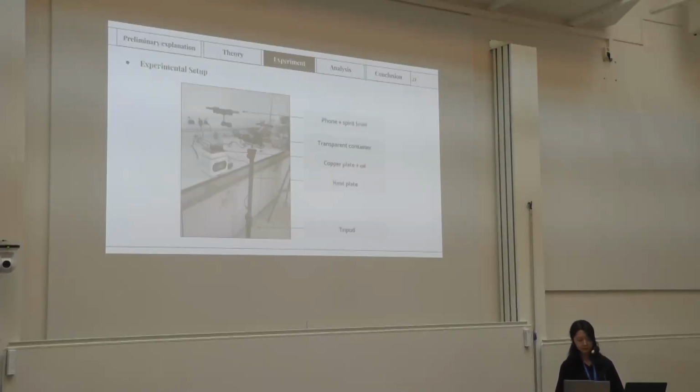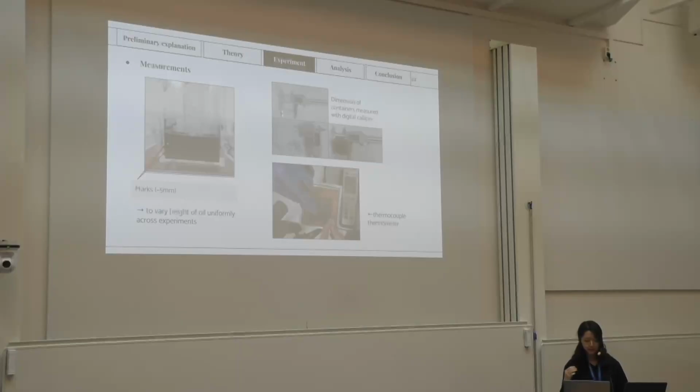This is our experimental setup. Video is recorded vertically upwards from the liquid surface. A spirit level is mounted to ensure proper alignment, and the oil is contained in an acrylic container heated from below using a heat plate. We also added a copper plate coated with oil to ensure even heating.